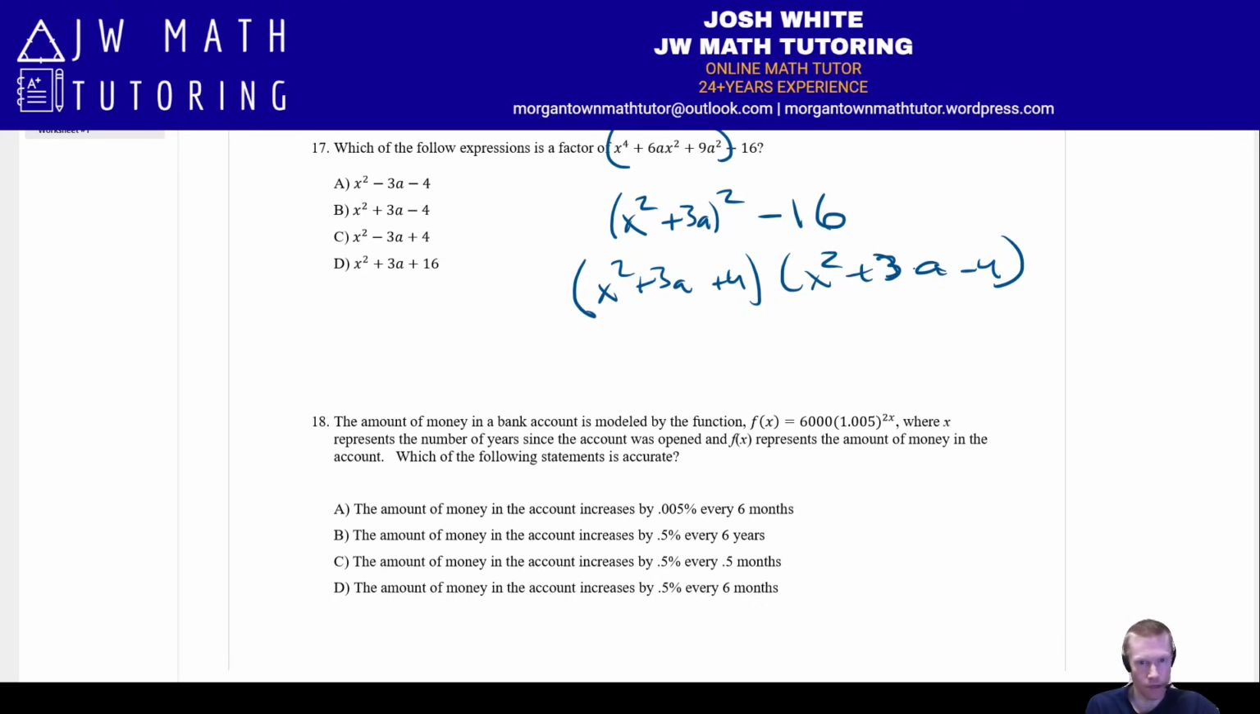So what do I see over here? Okay, here I see x squared minus 3a minus 4. No, these both have plus 3a, so that's wrong. Next, x squared plus 3a minus 4. Okay, I see that right here, so this is probably the correct answer.